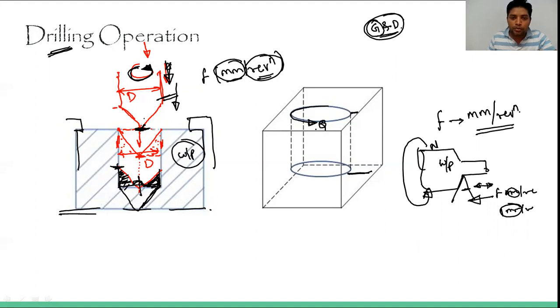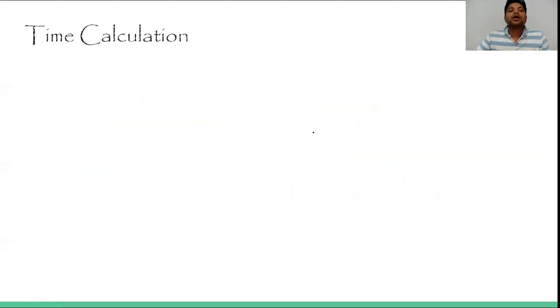Okay, and for removal of the excessive amount of material, whatever the material below this edge, below this portion, we have to remove it. We are moving in this direction. So this is the direction of the directrix and this circular one is the direction of the generatrix. Okay, so please keep in mind the generatrix and directrix concept in the drill machine. Okay, so next is the time calculation.